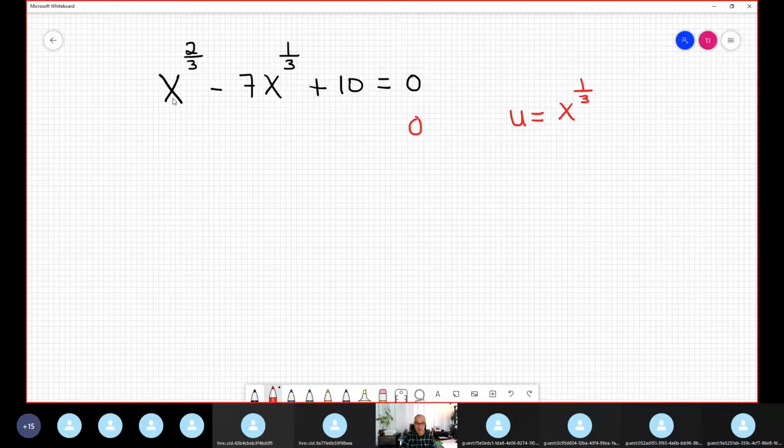And you rewrite the new equation using U. It's minus 7U because in my definition I declare that U is equal to x to the 1/3. And this is twice, so U squared. And this new equation, let me rewrite again: U squared minus 7U plus 10 equal to 0 is a quadratic equation. You solve it using the way you know. Maybe the quadratic formula, but in this case, no.